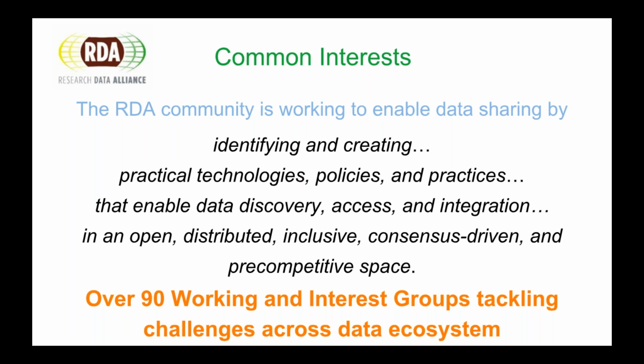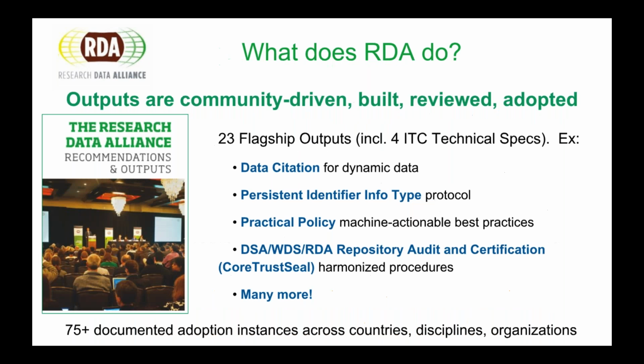How we do that, we've got over 90 working and interest groups at this point, and I think some of the other folks will talk a little bit more about some of the specific groups. So it's basically self-identified members. As a member, you can join any RDA interest group or working group that matches up with a topic that you're interested in. So next and final slide for me.